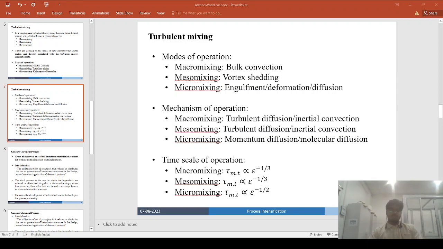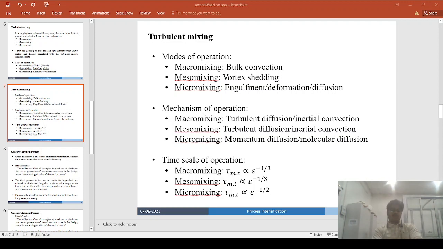Now, as for the mode of operation, the mode of operation for macro mixing happens in bulk convection, the mode of operation for meso mixing is vortex shedding, and the mode of operation for micro mixing is the engulfment, deformation or diffusion of the fluid elements. The mechanism of operation in the case of macro mixing is turbulent diffusion or inertial convection, and the same for meso mixing, also turbulent diffusion and inertial convection. In the case of micro mixing, it is momentum diffusion or molecular diffusion.